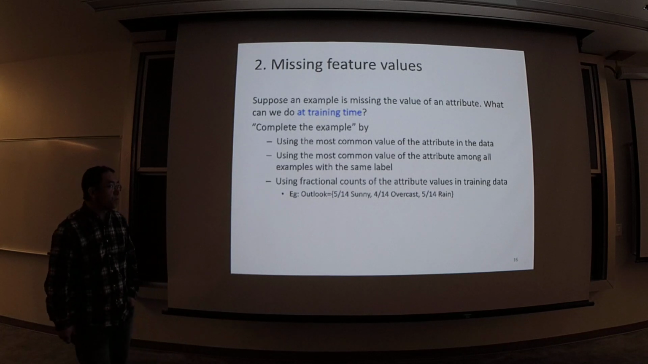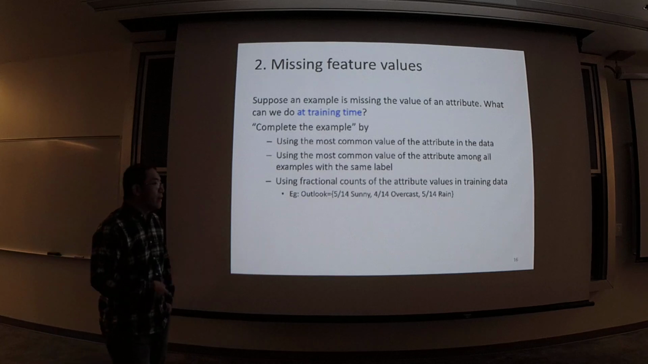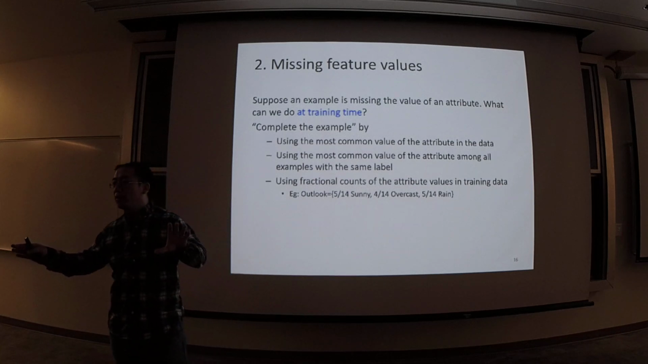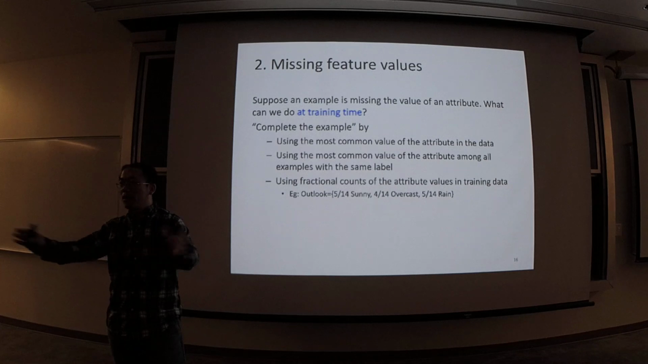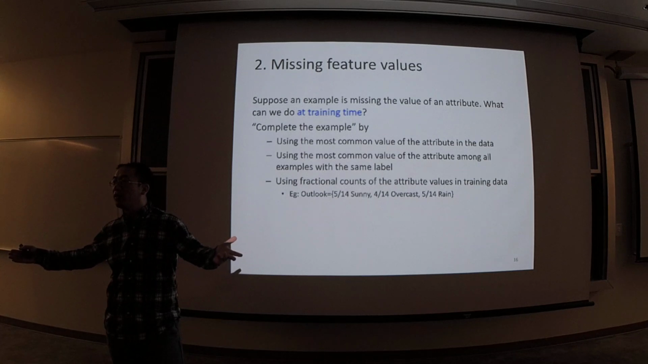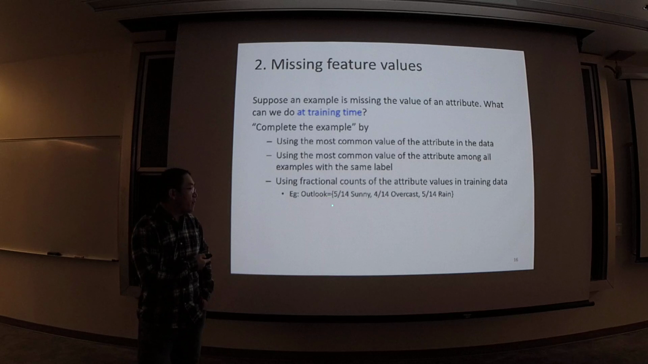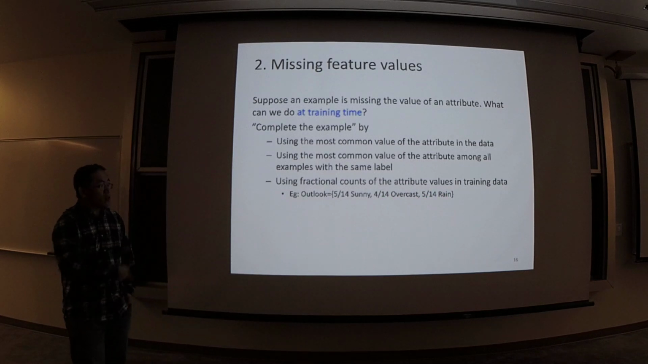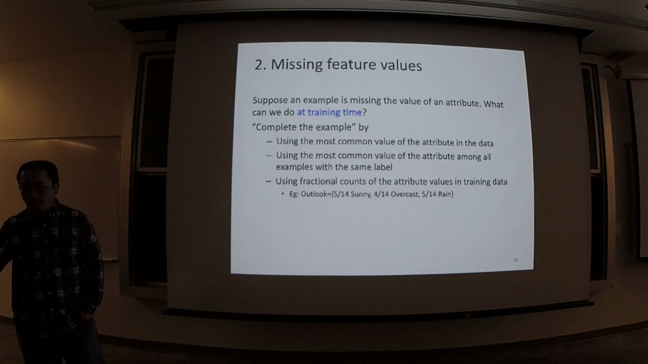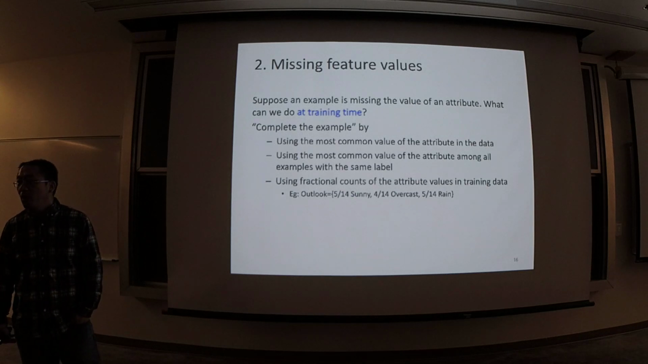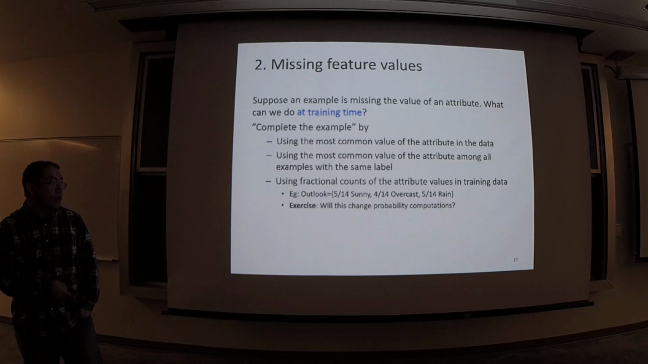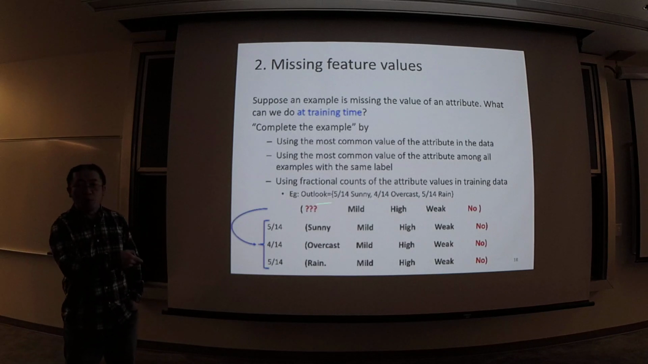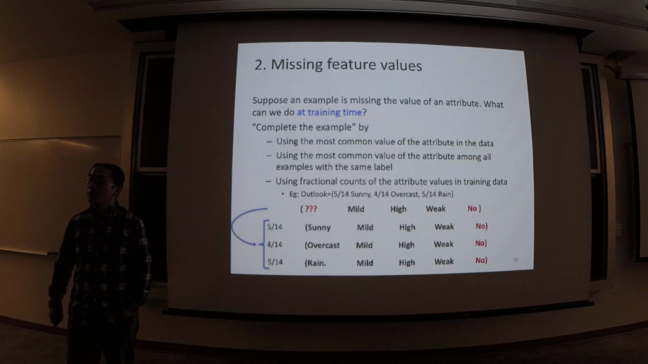So what is fractional concept? We can take a look at the distribution of the attribute values of outlook in the remaining 14 complete examples, right? So we see that 5 out of 14 examples are sunny, 4 over 14 examples are overcast, and 5 over 14 are rainy. So according to this distribution and the proportion of each distinct value, we can split the incomplete example into 3 fractional examples.